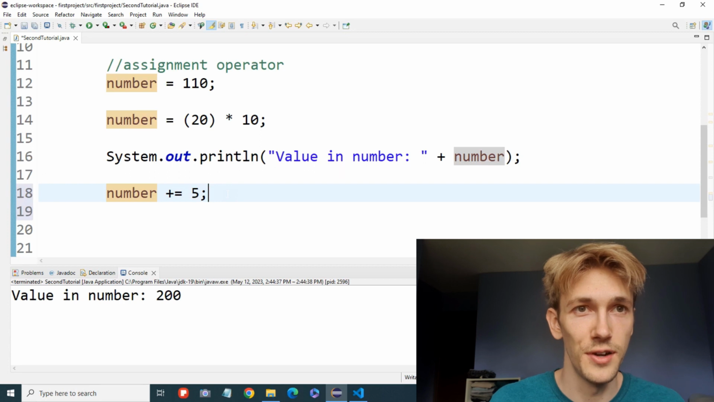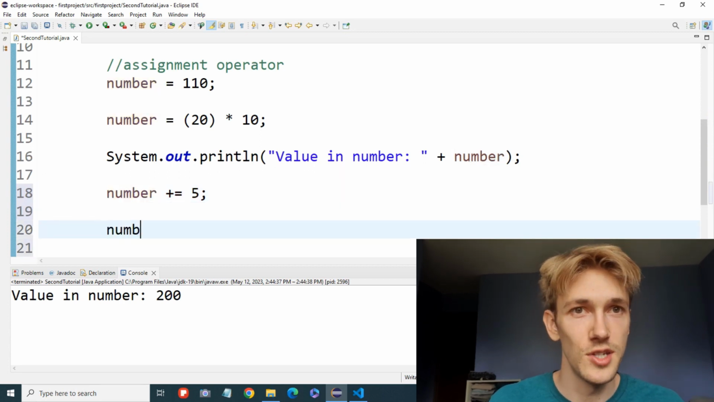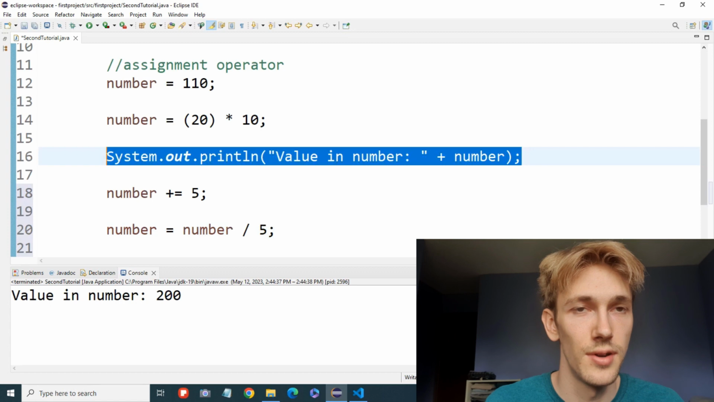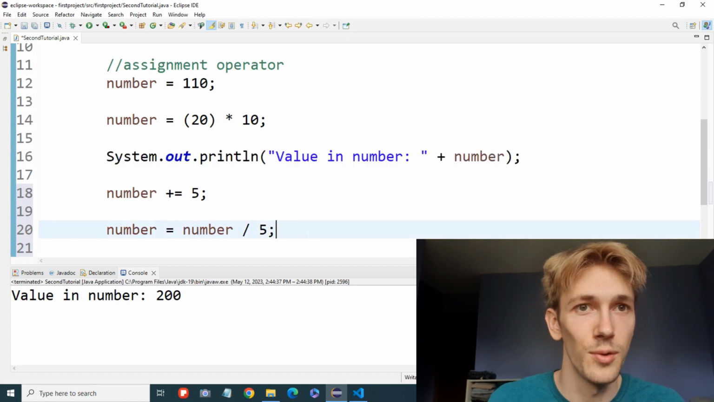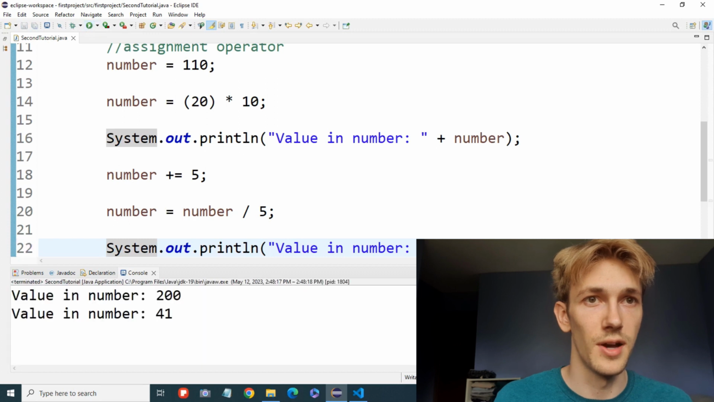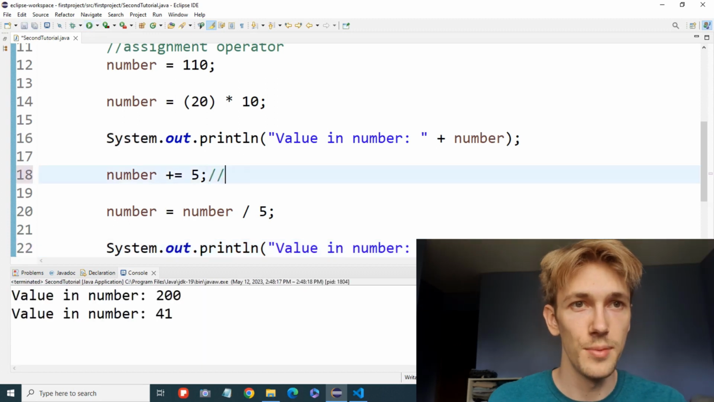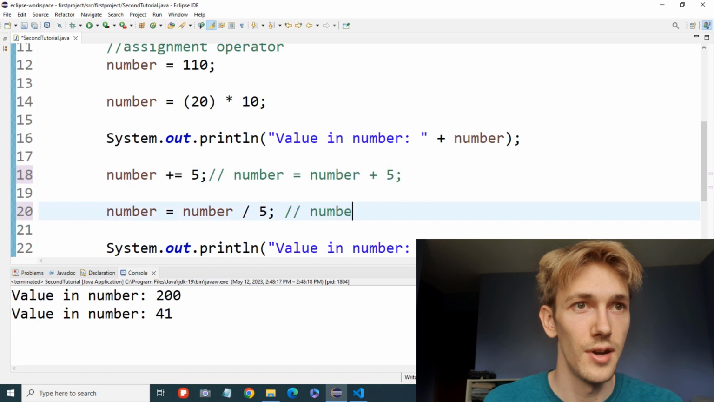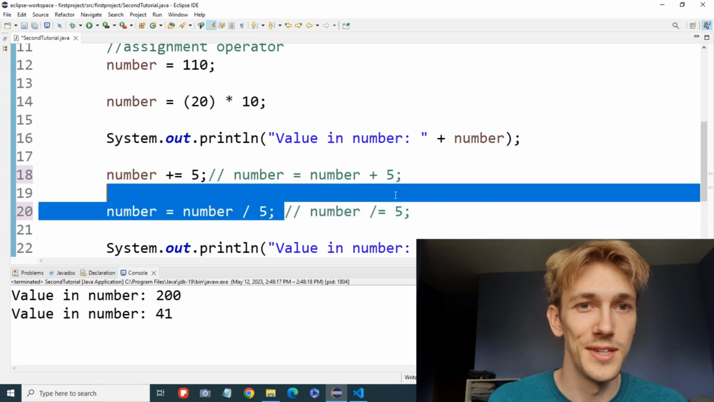Let's take a look at 2 of those other arithmetic operators. Let's look at division. We'll go number equals number divided by 5. So division is just the slash. And right now, if we print out the value of number, then we should get 205 divided by 5, which will be 41. And I'll just put some comments in here to keep everything organized. I'll write that number plus equals 5 is the same as number equals number plus 5. And number equals number divided by 5 is the same as number divided by equals 5. So just 2 different ways of writing out the exact same thing.